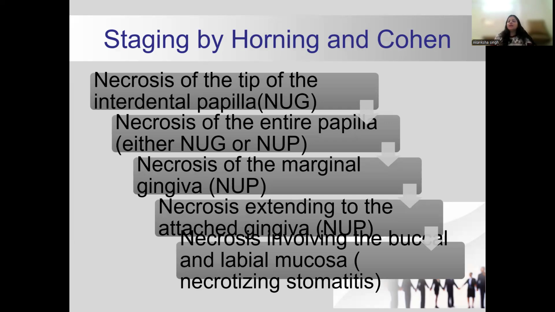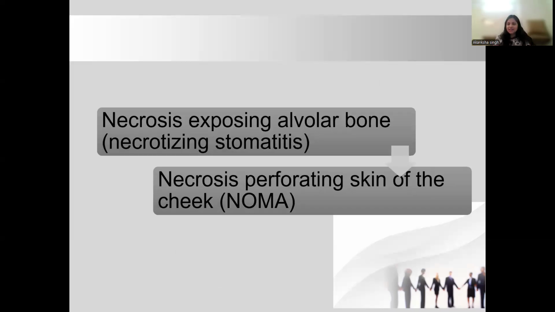But again, there were other authors, Horning and Cohen. They have also staged it in certain types. First was necrosis of the tip of the interdental papilla, followed by necrosis of the entire papilla, then necrosis of the marginal gingiva, then that necrosis extending to the attached gingiva, and finally up to the buccal and labial mucosa, right? And when this necrosis exposes the alveolar bone, the name automatically turns into necrotizing stomatitis, NS in short form. And when this necrosis perforates the skin of the cheek, when it involves the skin also, it is known as noma, right? There is another word for noma, that is oral cancrum.